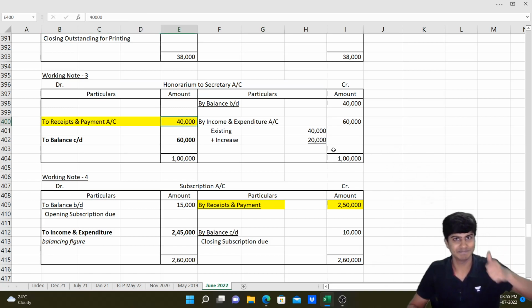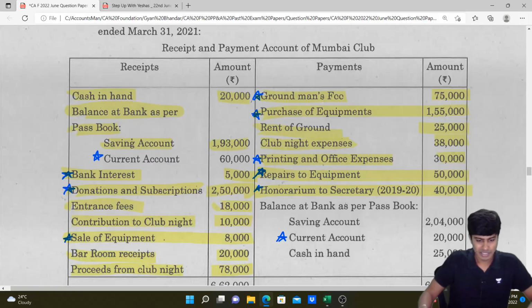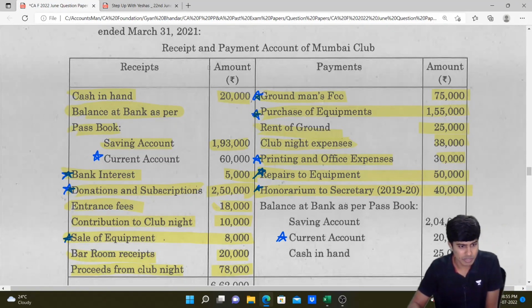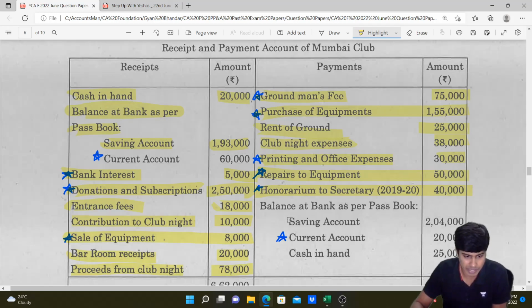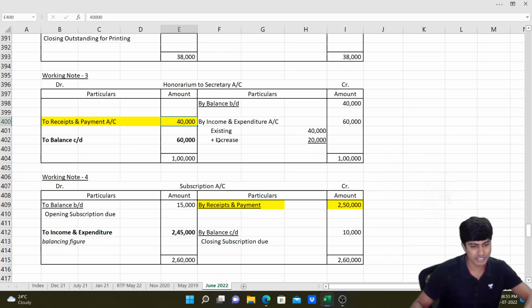40,000 rupees is paid. Got it, guys? Then what do you have? Balance at bank. How much is the balance at bank? Balance at bank, savings account 2,04,000. No problem. This will go to our closing balance sheet.